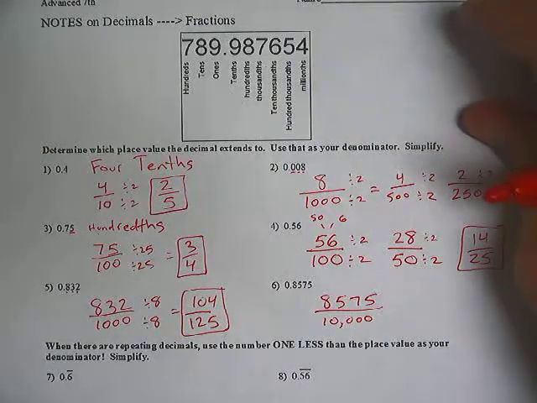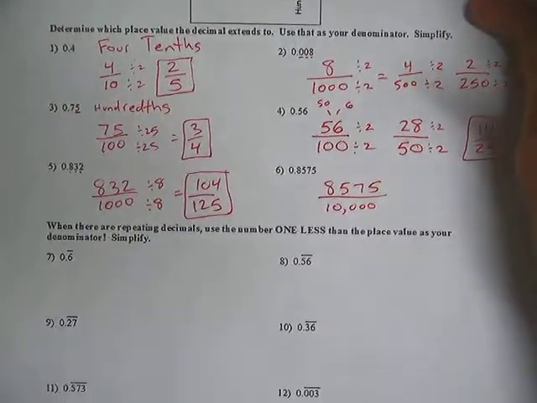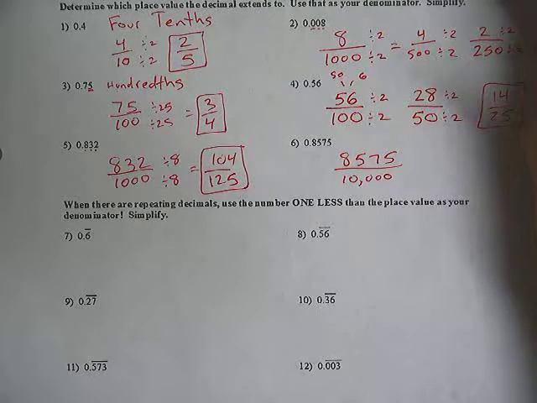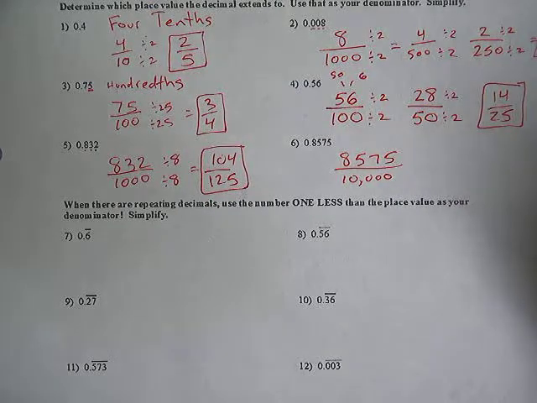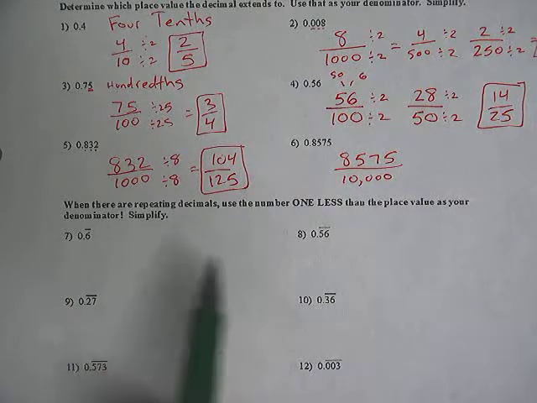10,000. And then you would simplify. I see that I could divide by 5 or 25. Okay, but for today, I just want to make sure you know how to set that up. All right, let's slide down now, and let's look at our repeated decimals.